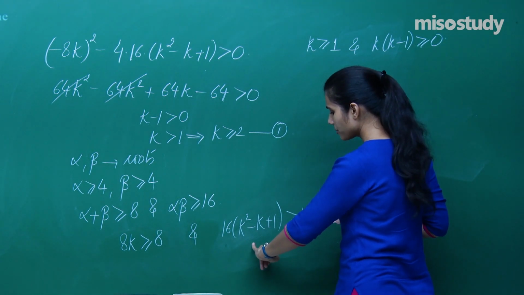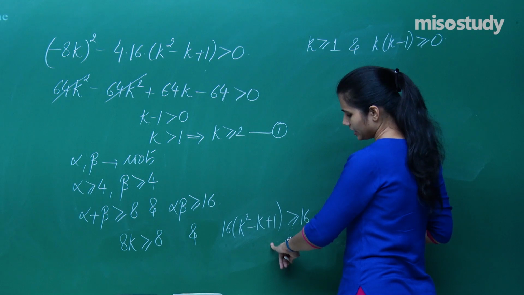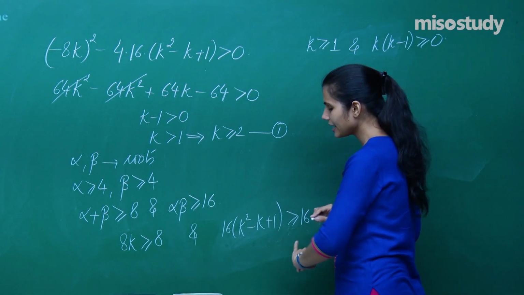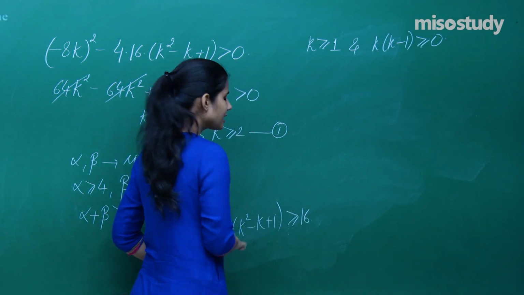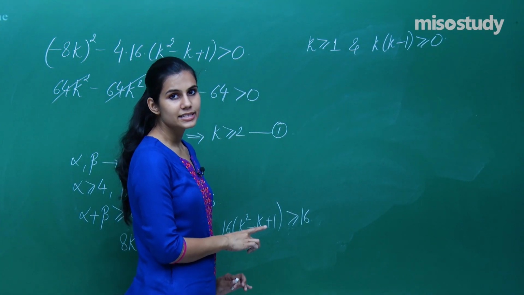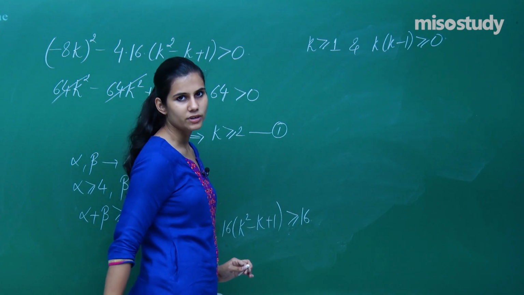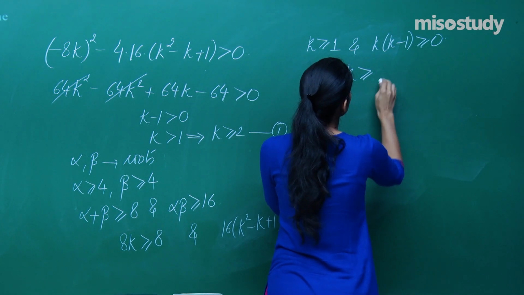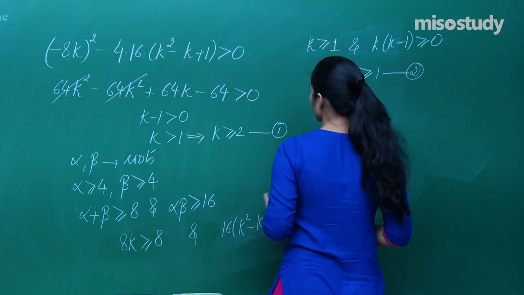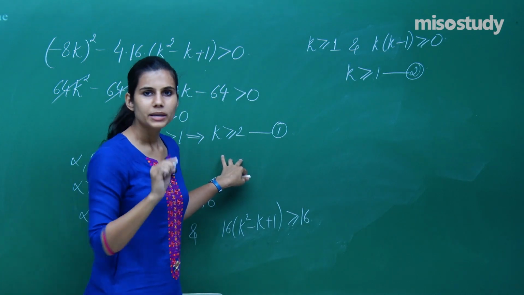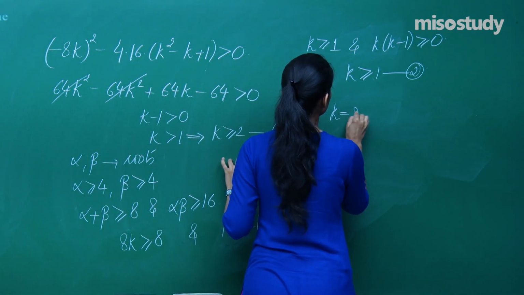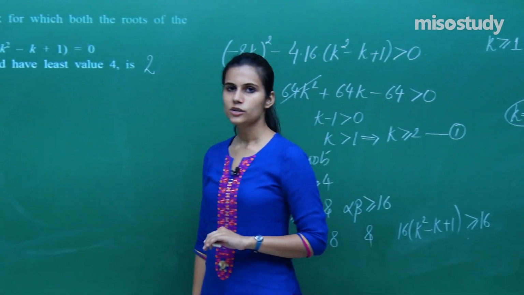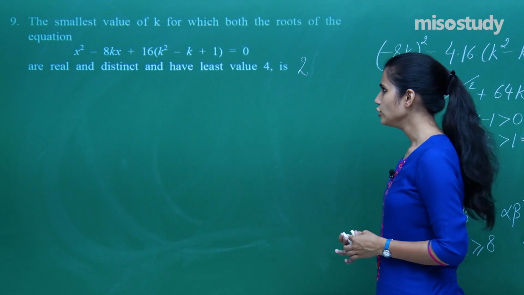This is 16k square minus 16k plus 16. So this gets cancelled out. You get 16k square minus 16k is greater than equal to 0. So 16 comes out common. You get k square minus k is greater than equal to 0, or k minus 1 is greater than equal to 0. From here you basically get the common portion. So k is greater than equal to 1, k is greater than equal to 2. The minimum value that you can get is k equals 2.